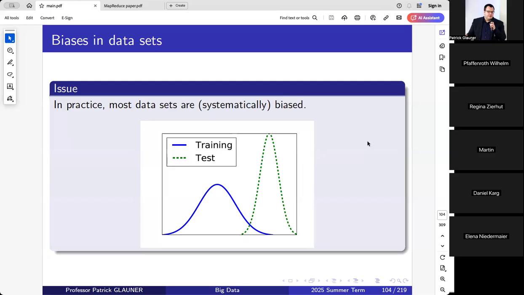And this is what bias would actually mean here, that our training set is not representative for the test or production set. Obviously, these sets are different. We always want a different training than the test set. But if their distributions are different, then we have a bias.